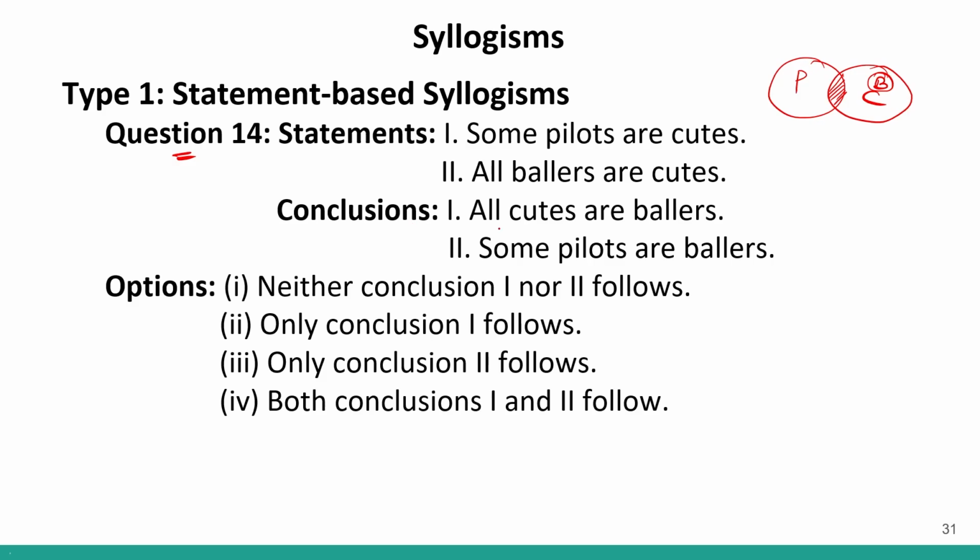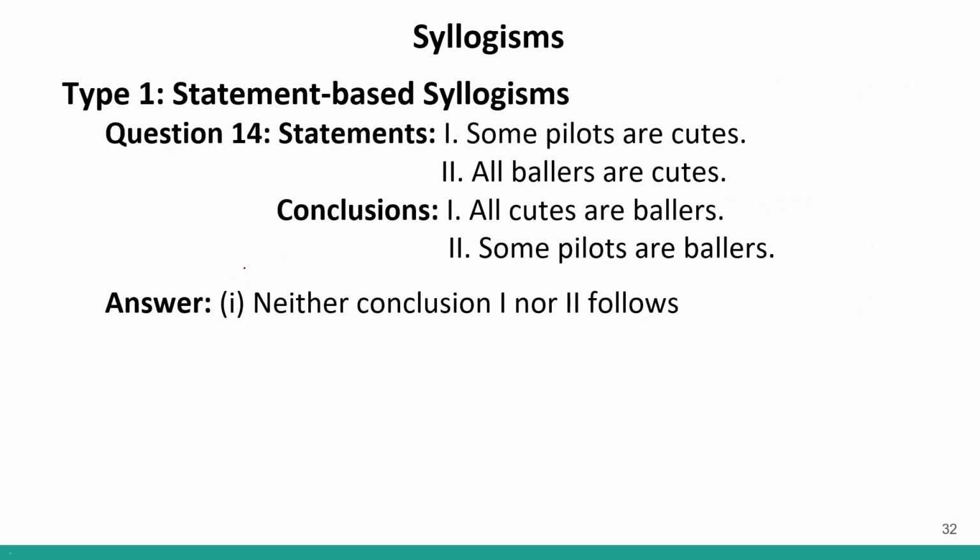Coming to the conclusions, conclusion number 1 says all cute are ballers. This is false. Second one says some pilots are ballers. This is again a possibility. It may or may not be true. Therefore, this will be false as well. So my answer will be neither conclusion 1 nor conclusion 2 follows. That is option number 1. Option number 1 will be my answer to the question.